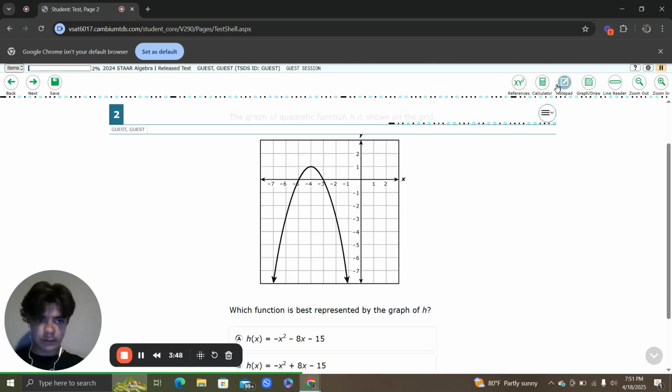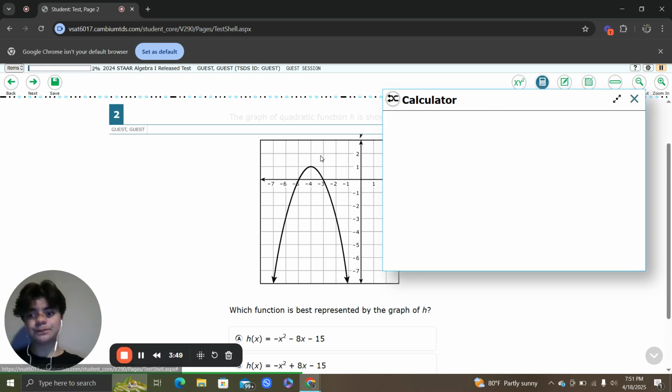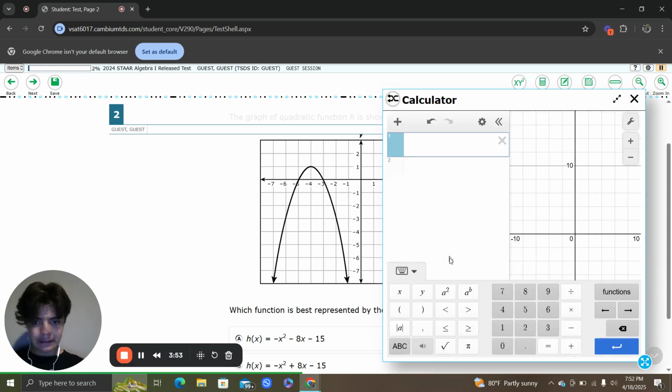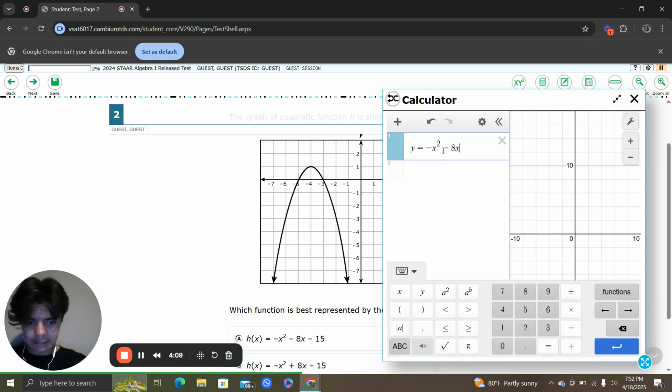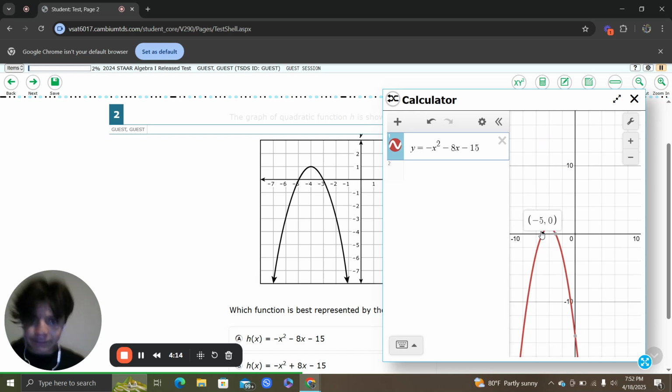So what you have to do is you want to go to your Desmos calculator, your best friend, right? I'm going to type the first answer choice in. So y is equal to negative x squared, oops, that's an at sign. Oh, there it is. Minus 8x minus 15. So let's see, the x-intercept is -3. That matches. -5 and -3. Those match. How about the vertex? -4, 1. This one is also -4, 1. So therefore, A is your answer.